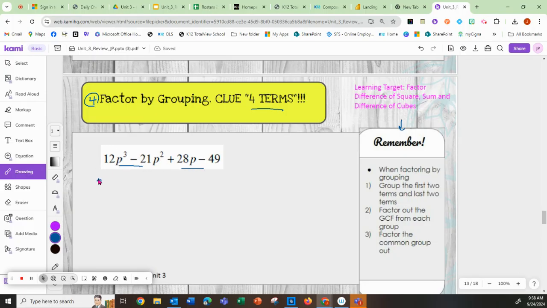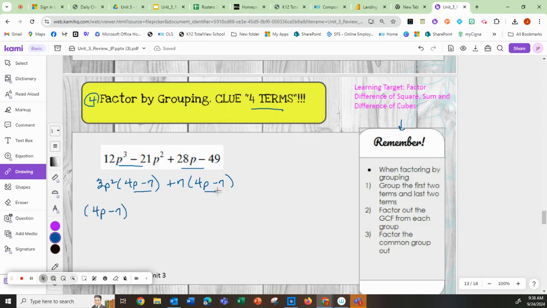So the GCF here is 3p squared. That's going to leave me with 4p minus 7. The GCF between the last 2 terms is 7. That's going to leave me with 4p minus 7. And then we factor out the common group, so that's going to be the 4p minus 7.